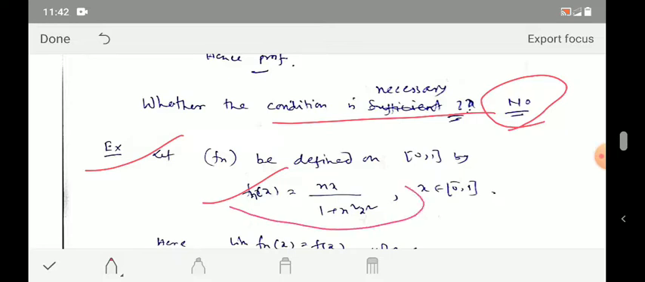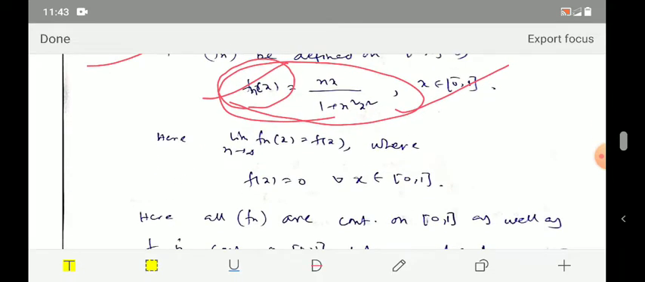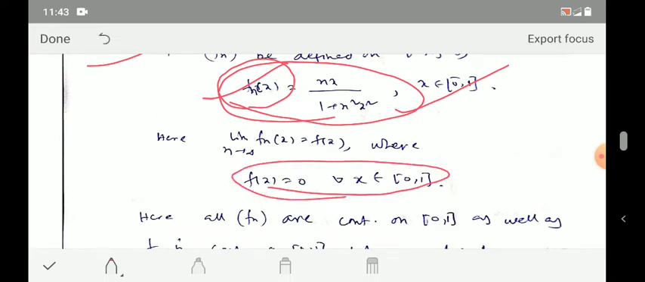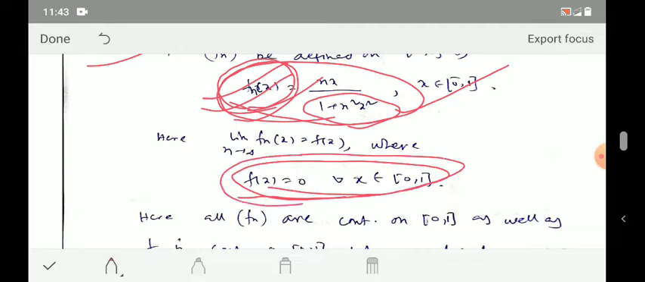Here we take fn(x) equal to nx by 1 plus n square x square. In the last class we already saw, by the Mn test, that the convergence of fn is not uniform, and it converges to a function f where f(x) equal to 0 for all x belonging to [0,1]. Also fn, being a rational function with the denominator not equal to 0 for all x belonging to [0,1] and for all n greater than or equal to 1, are all continuous. The limit function f is also continuous, but the convergence is not uniform. So uniform convergence is not a necessary condition for this result.